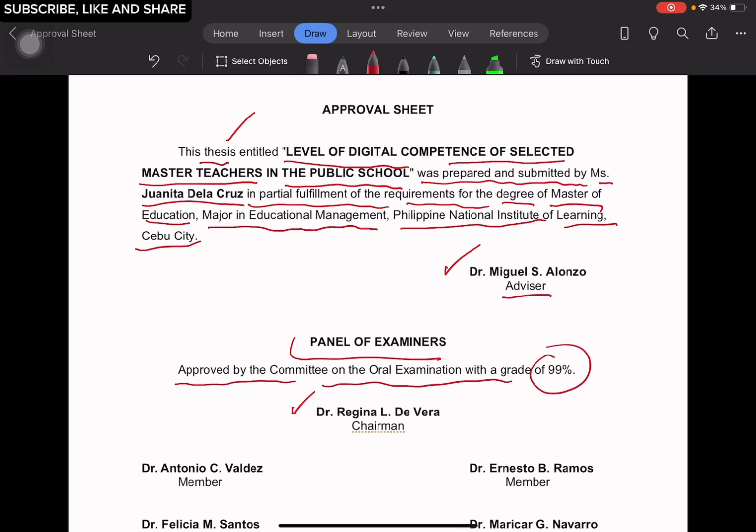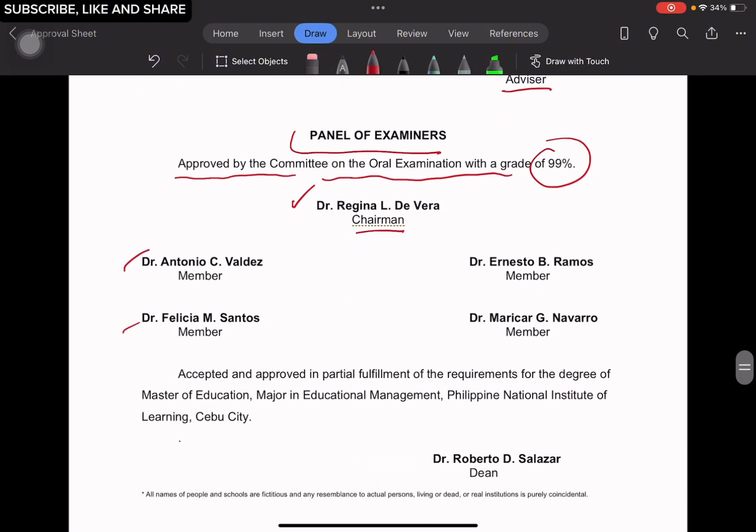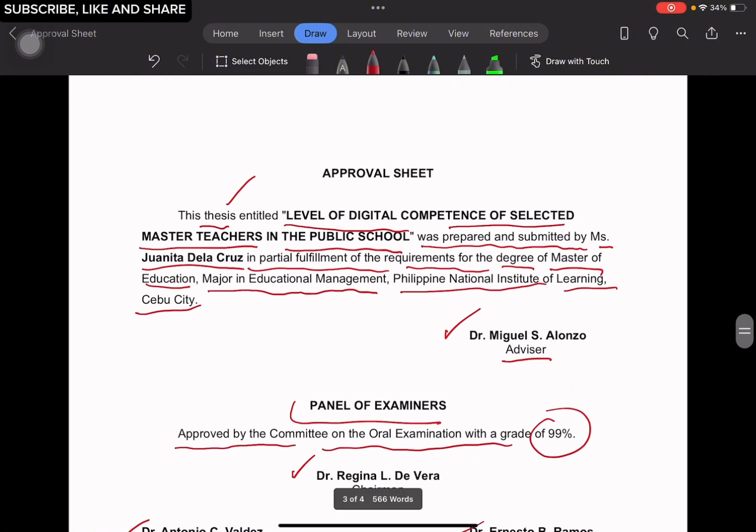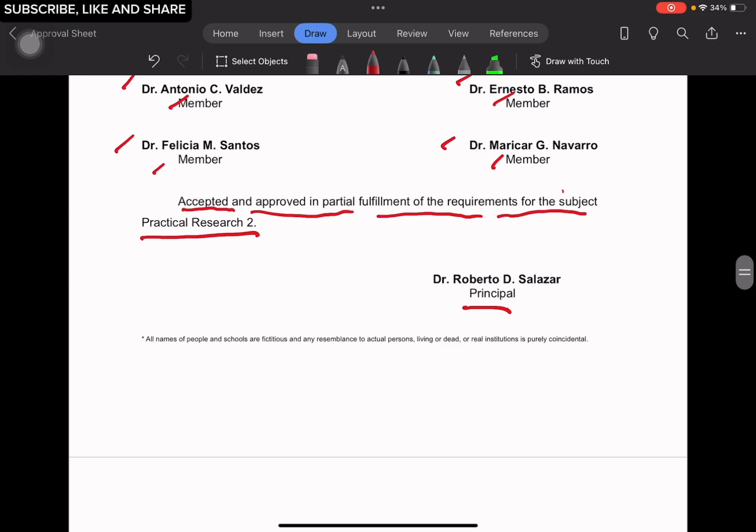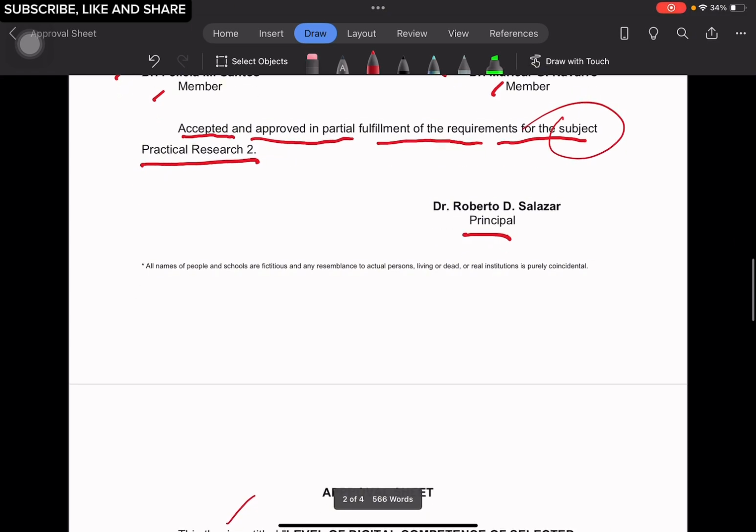This is as is and constant with the grade. And then the name of the assigned chair of the defense, and then the members. And then accepted and approved is still constant, in partial fulfillment of the requirements, with degree instead of subject. Remember earlier, our first example was in subject, the term subject instead of degree. So this is for practical research too.